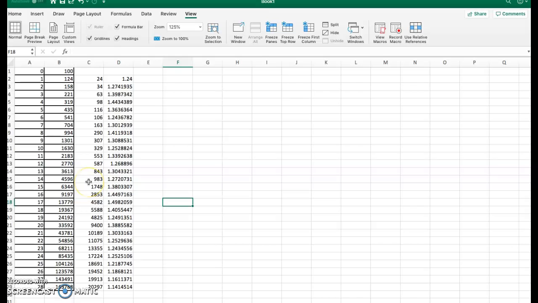But one thing to look at is column C. I have the differences. So 24 is the number of new cases, I guess you could say, from 100 to 124. It went up by 24. The next day it went up by 34. The next day it went up by 63. So you can see that these differences aren't very constant. If they were constant, then we would think that a line or a linear model would be appropriate.